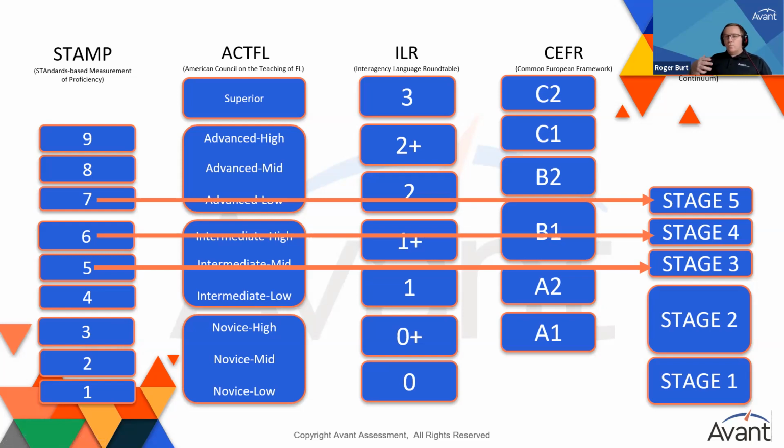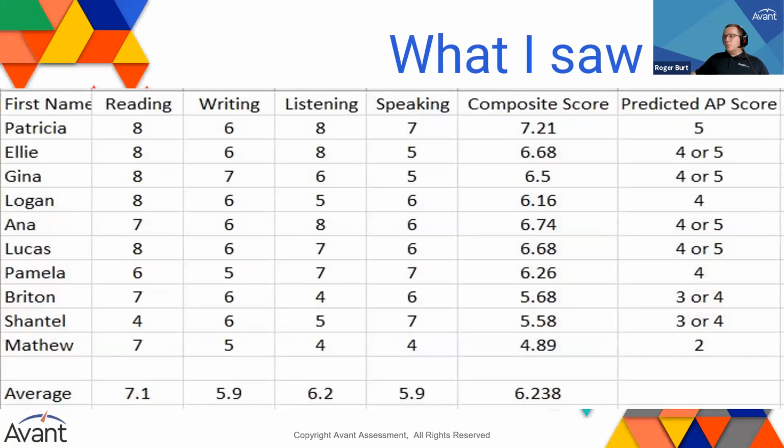So we put that theory to test, gave the STAMP test to my students. And again, based on the theory, we're looking for composite scores of 5 or higher. And then in this column, we have the predicted AP scores based on these composite scores. And so just looking at these two, we see that this is the only student that we have any concern about. And so we see that Matthew is actually low in listening and speaking. So that was really helpful data to have.